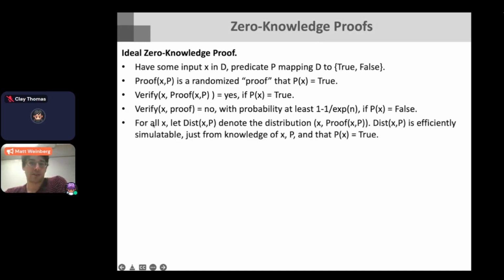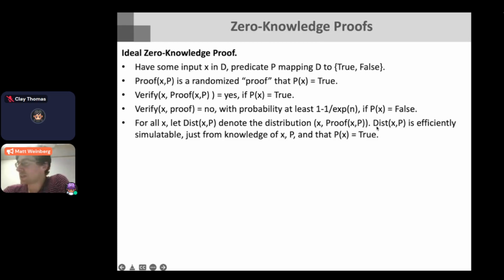And here's what zero knowledge means. This is a little bit weird to think of the first time you see it. I will give an example that I think will crystallize it a bit. But what it means is, when you're generating a proof, this is a randomized process. So I'll call it dist of x, p. This is the distribution of proofs that you produce when you run proof of x, p.